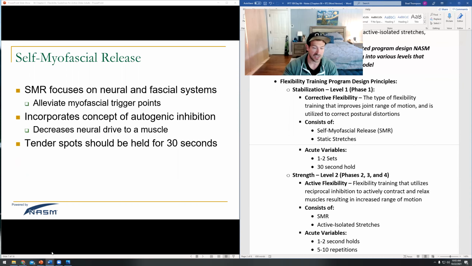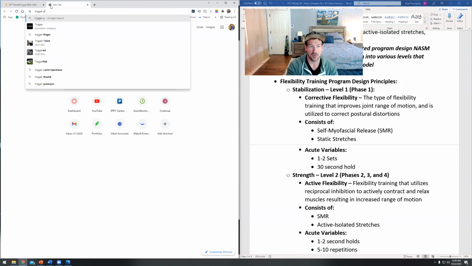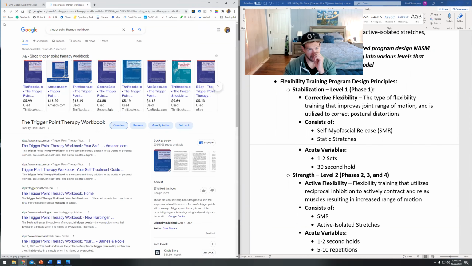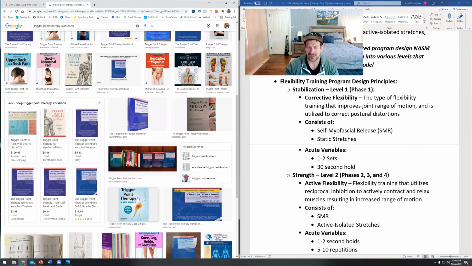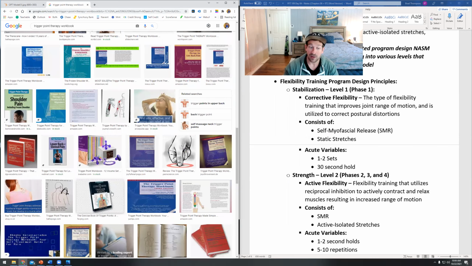So if you've ever seen, there's a really great book, if you ever want to pick it up, it's called the Trigger Point Therapy Workbook. It's a really cool little book that you can see here. It's like 20 bucks, $5 used. And it has all these really cool charts and pictures inside that show you where the most common trigger points are. However, if you are somewhat familiar with the body anyways, you don't really need this stuff.